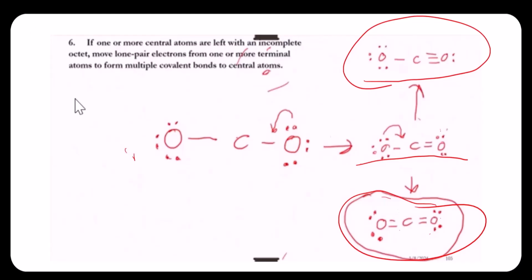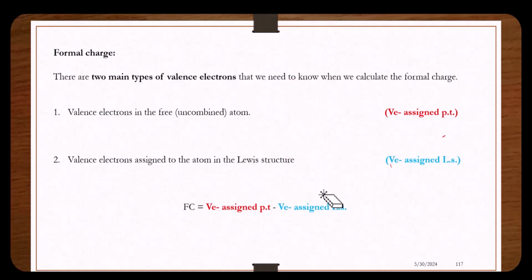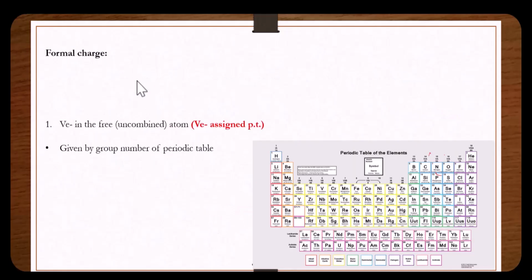the correct Lewis structure. When we calculate the formal charge, we need to find out 2 types of valence electrons: the valence electrons in a free atom, and the valence electrons assigned in the Lewis structure. Once we determine those valence electrons, we subtract the valence electrons from the Lewis structure from the valence electrons in the free atom. Valence electrons of a free atom simply means it's an uncombined atom. It's not bonded to anything else.